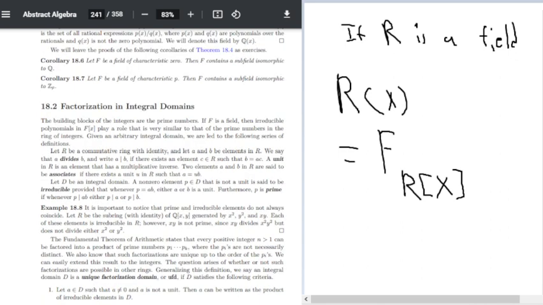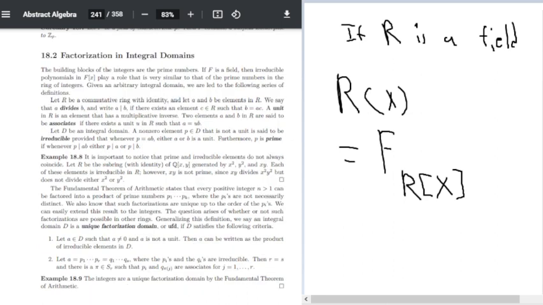Anyways. 18.2, Factorization in integral domains. The building blocks of the integers are prime numbers. If F is a field, then irreducible polynomials in F[x] play a role that is very similar to that of the prime numbers in the ring of integers. Given an arbitrary integral domain, we are led to the following series of definitions. First, let R be a commutative ring with identity, and let a and b be elements in R. We say that a divides b, and write a | b, if there exists an element c in R such that b equals ac.